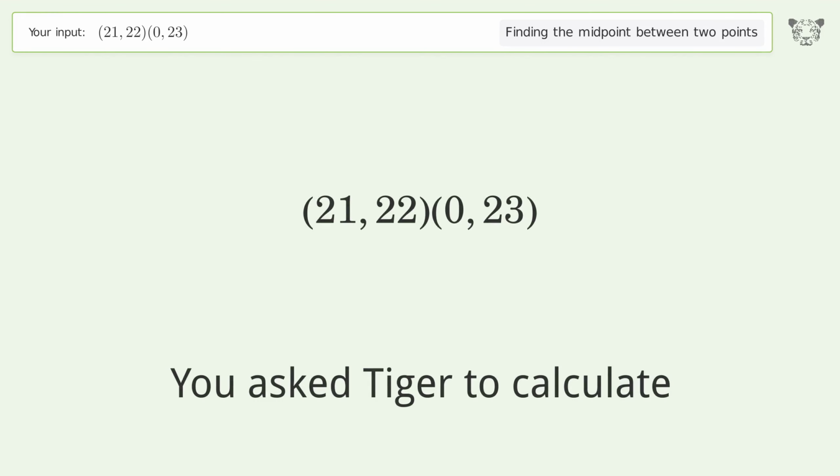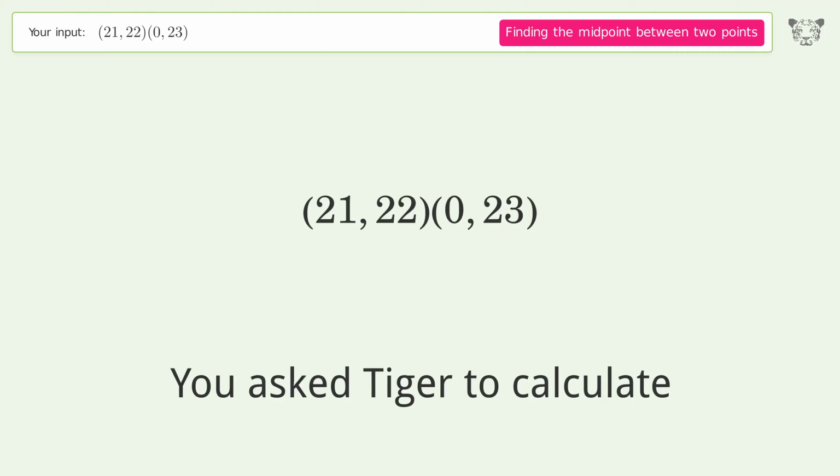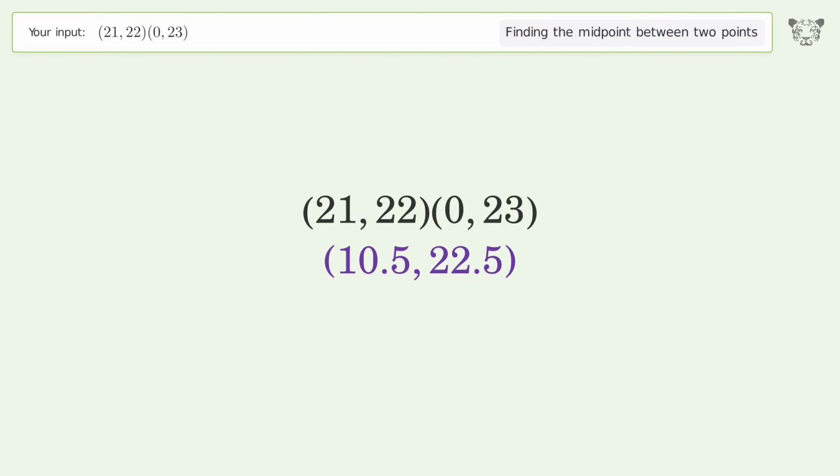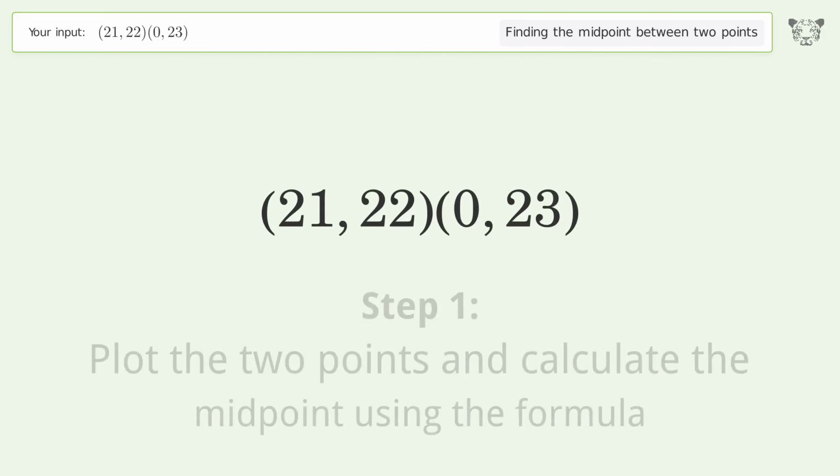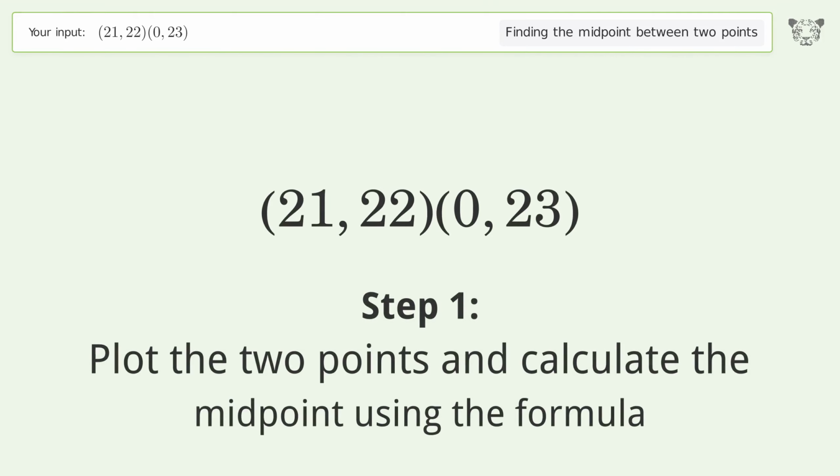You ask Tiger to calculate. This deals with finding the midpoint between 2 points. The midpoint between the 2 points is 10.5, 22.5. Let's solve it step by step. Plot the 2 points and calculate the midpoint using the formula.